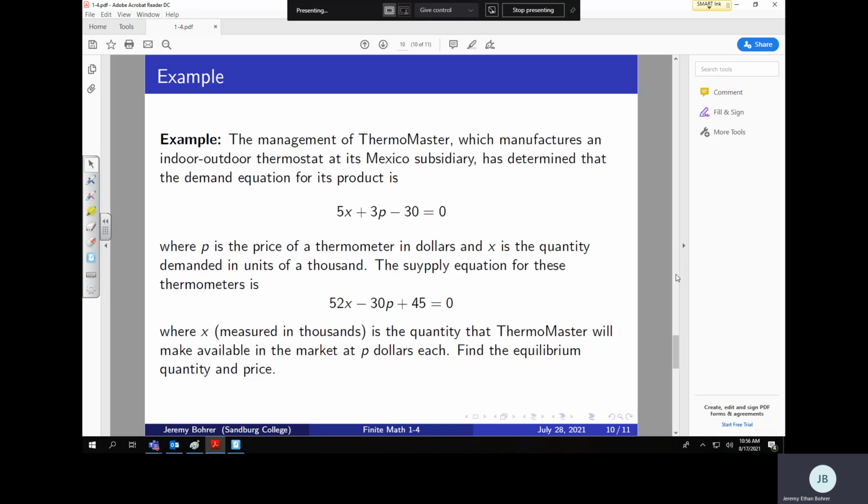The supply equation for these thermometers is, should be thermostats, but whatever, not a big deal, 52x minus 30p plus 45 equals 0, where x is measured in thousands and is the quantity that Thermomaster will make available in the market at p dollars each. Find the equilibrium quantity and price.